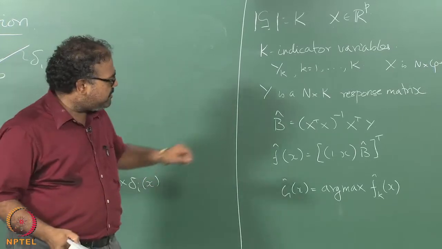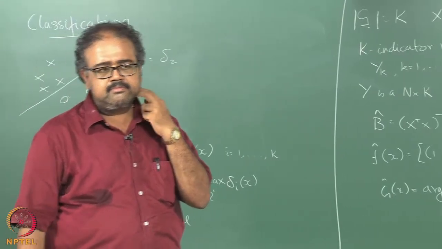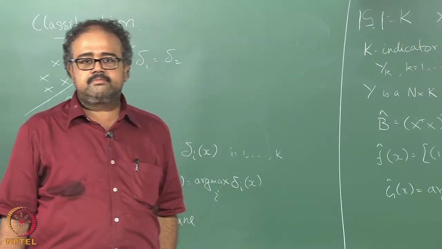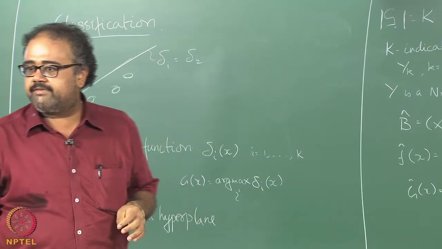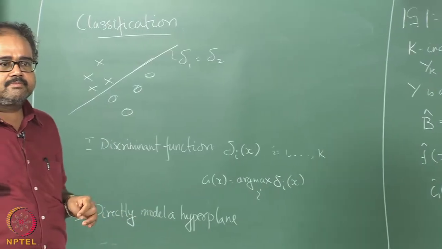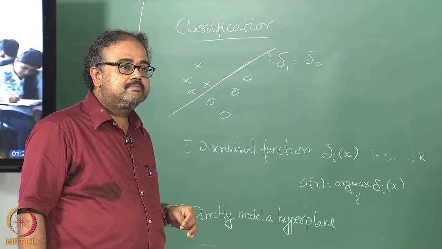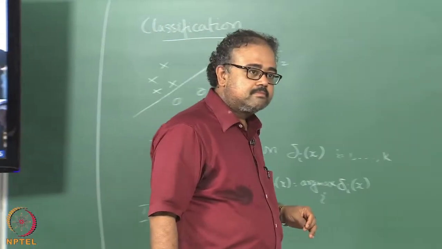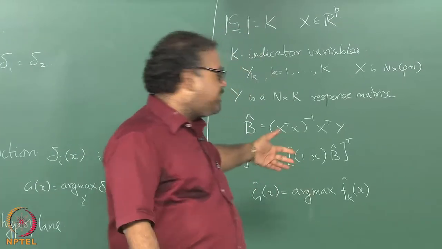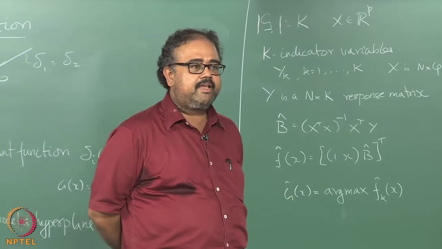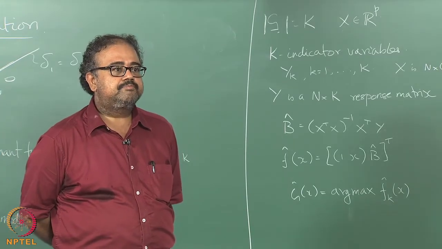Okay. So, what does it mean? What do these fk of x mean? When you test a new data point, if some fk attains the maximum, then it belongs to class k. No, that is fine. I mean, any semantics you can associate with fk? Linear regression on the yk variable.